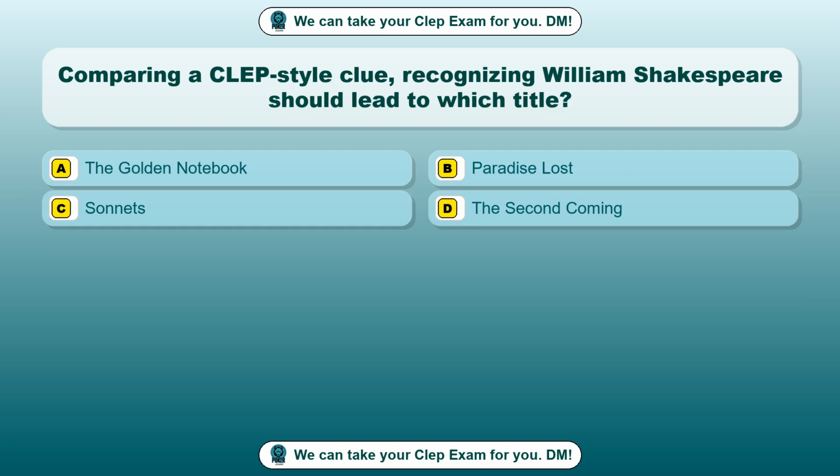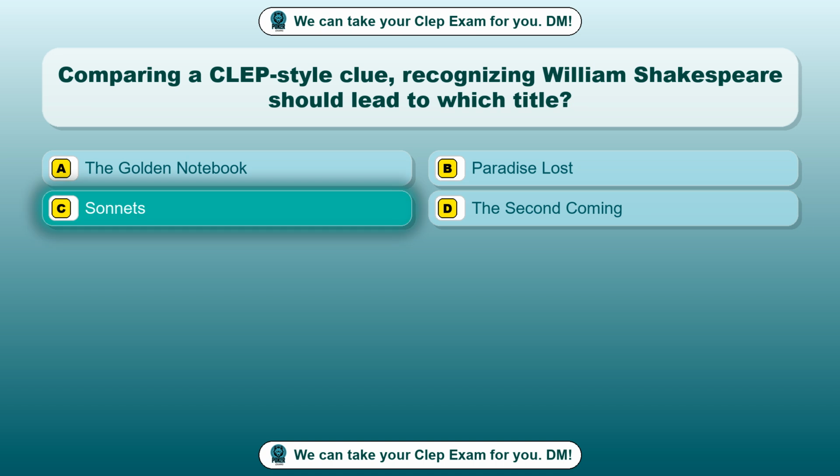Question 51. Comparing a CLEP-style clue, recognizing William Shakespeare should lead to which title? Option A, The Golden Notebook. Option B, Paradise Lost. Option C, Sonnets. Option D, The Second Coming. The correct answer is option C, Sonnets.